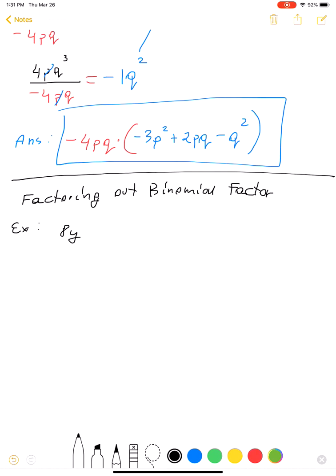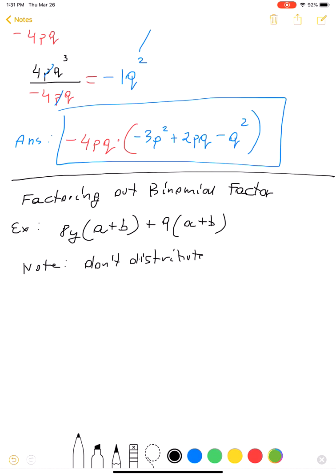8y times (a plus b) plus 9 times (a plus b). Okay, when you're factoring, just remember, note, don't distribute. Don't distribute. Factoring is the opposite of distribution. This expression is good the way it is.